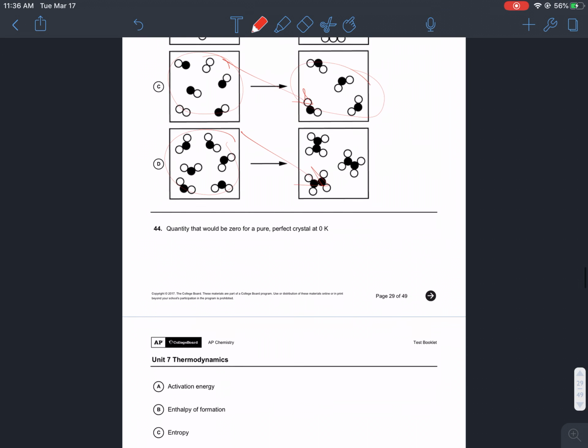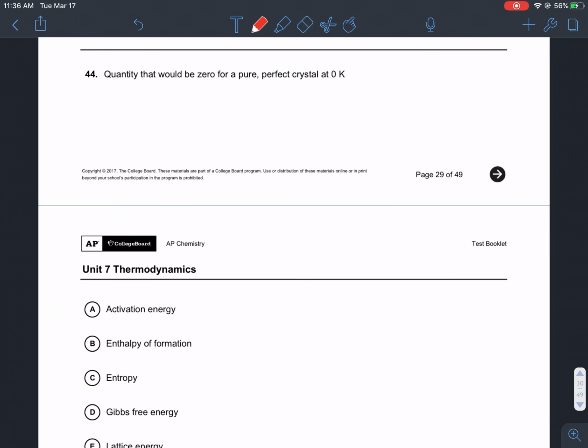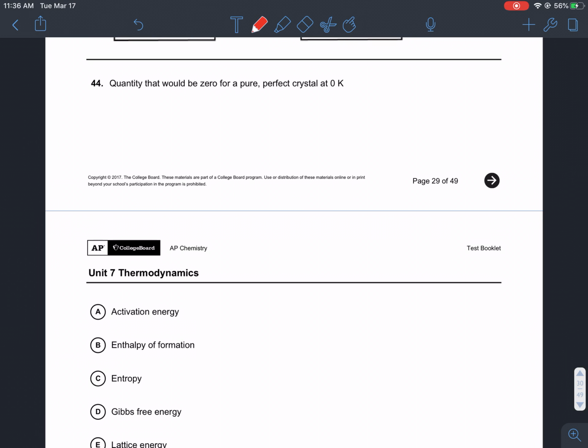44. This was weird for me to think about. I didn't like this question. Which quantity would be 0 for a pure perfect crystal at 0 K? Then it says activation energy. What? Does a pure perfect crystal have activation energy? You only have activation energy when you have reactions, because you need a reactant and a product. A pure perfect crystal doesn't have a reaction, so that doesn't even exist.